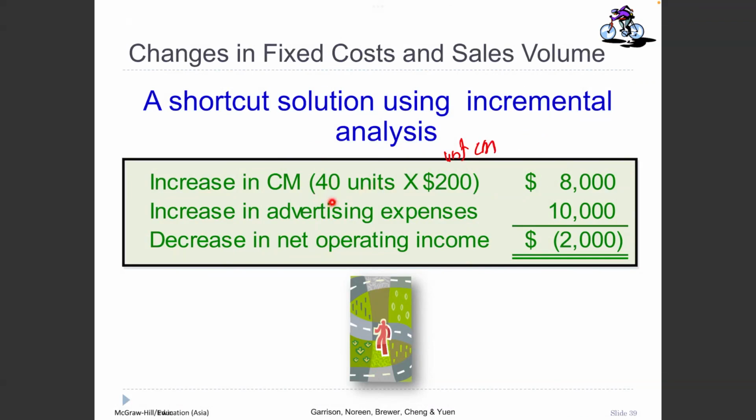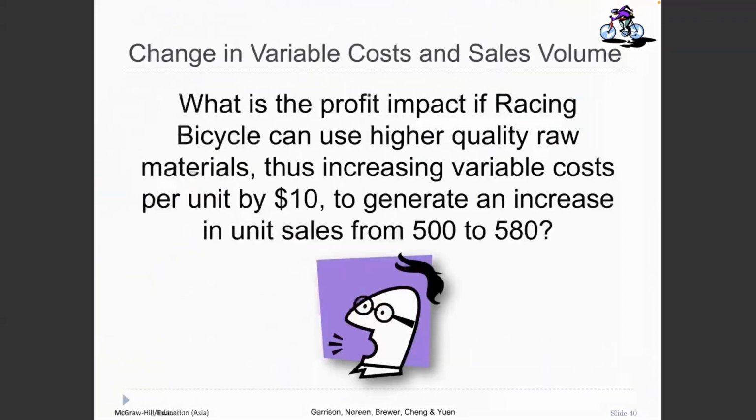Okay, so the 40 units multiply with $200, so you get $80,000. And then the increase in advertising expenses, so you will minus, okay, because this is an expense. All right, contribution margin minus 10,000, so you have a decrease in net operating income of 2,000. Okay, so you don't have to draw up the income statement, but if you are unsure, you can always draw up the income statement. Okay, so this is the second example.